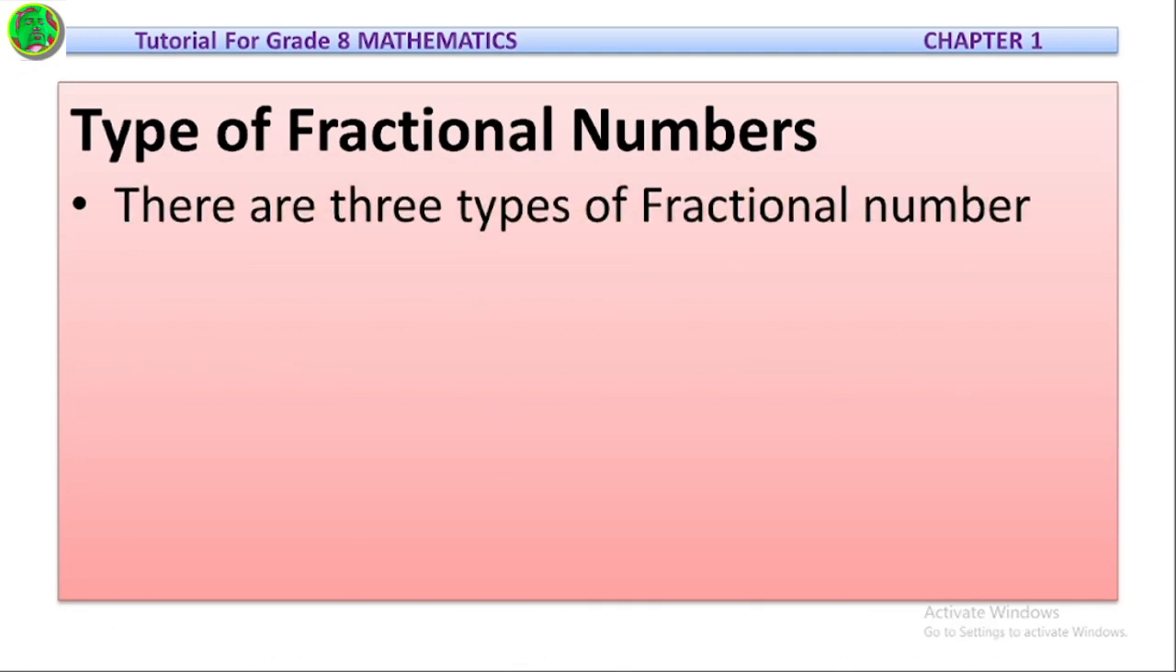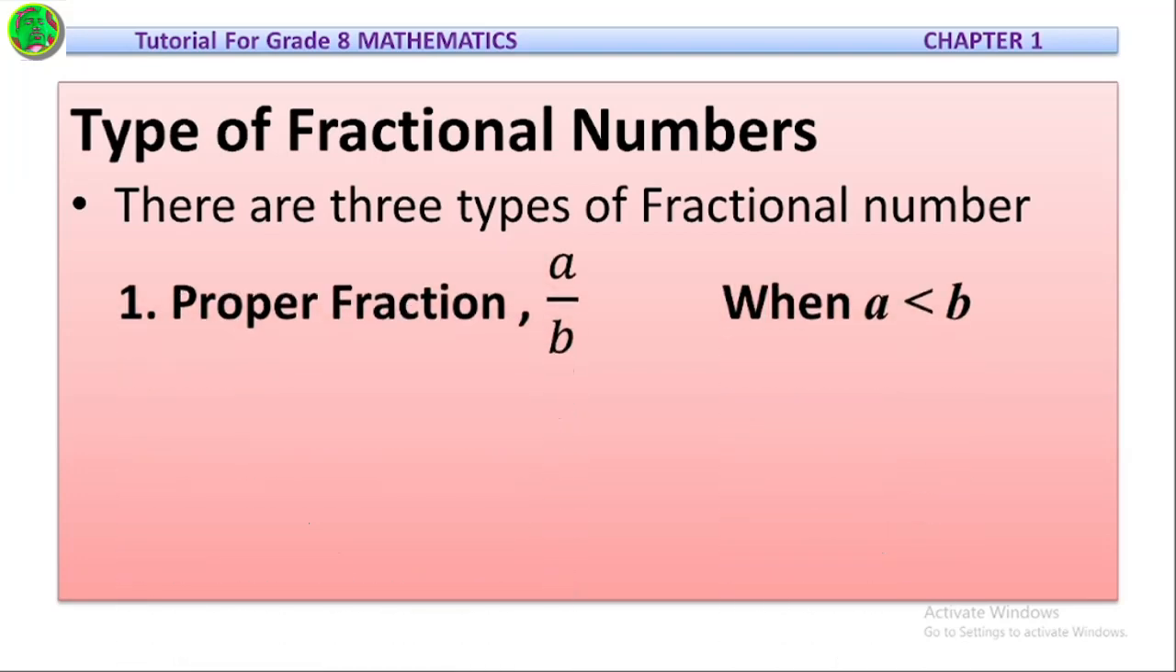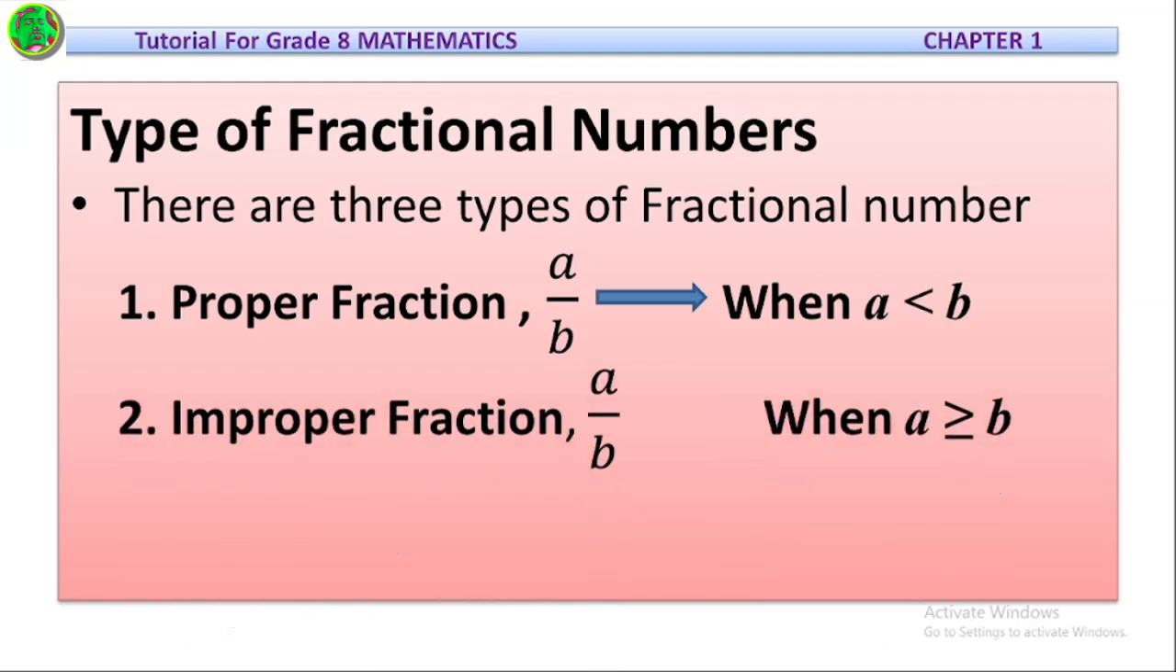There are 3 types of fractional numbers. Proper fraction. A over b is the way to write a fractional number, but to be a proper fraction the value of the numerator is less than the value of the denominator. Value of a must be less than the value of b.